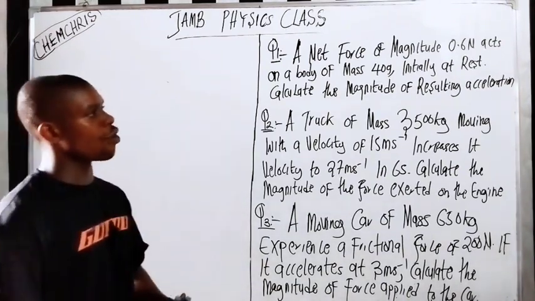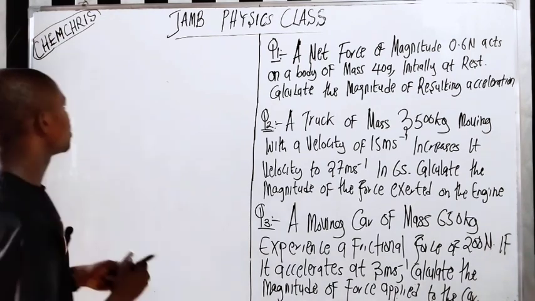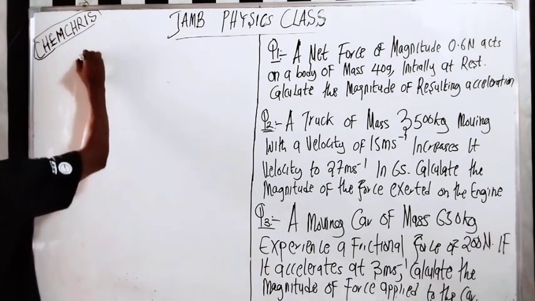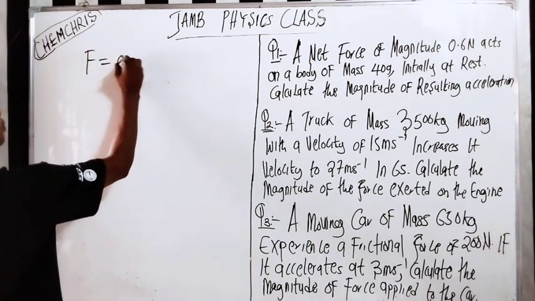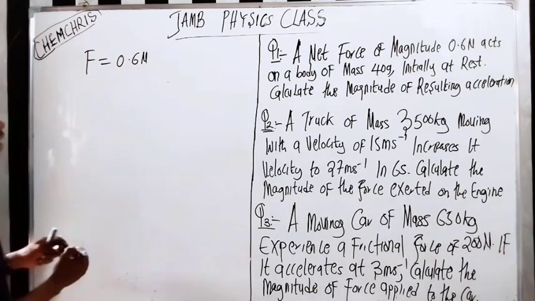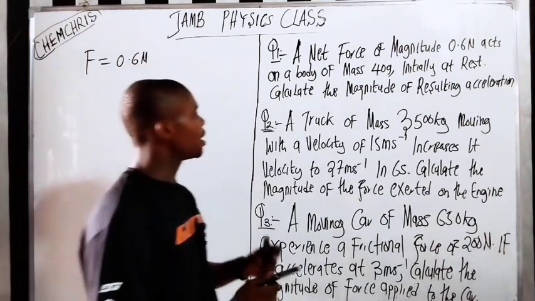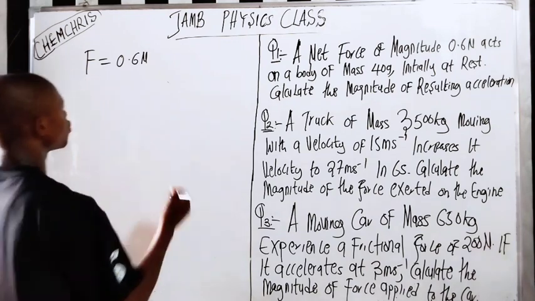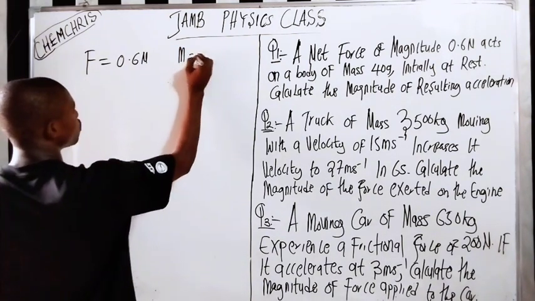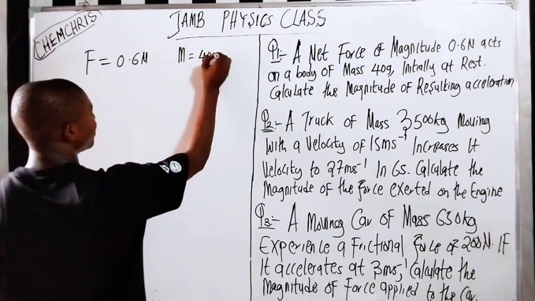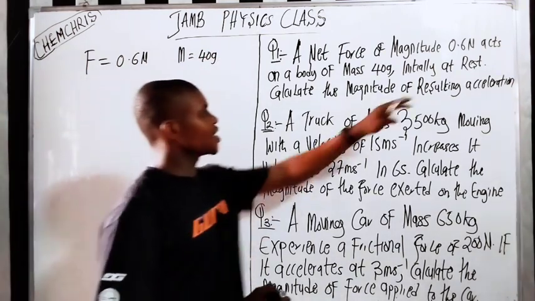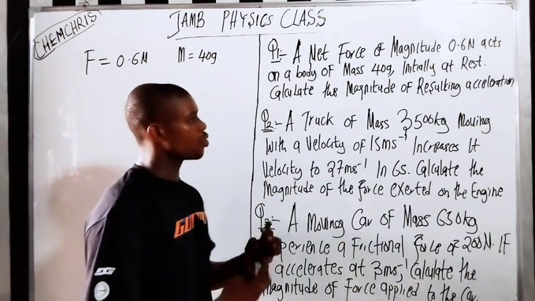There is a net force of magnitude 0.6. So that is my force. 0.6 what? Newton, right? It acts on a body of mass. So my mass is 40 grams, initially at rest. Calculate the magnitude of the acceleration.